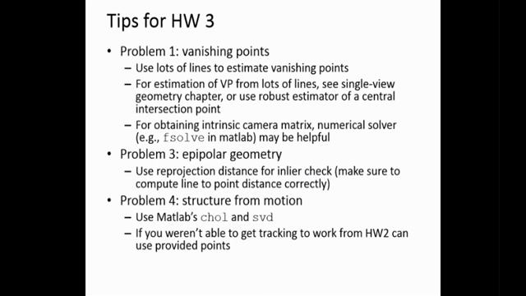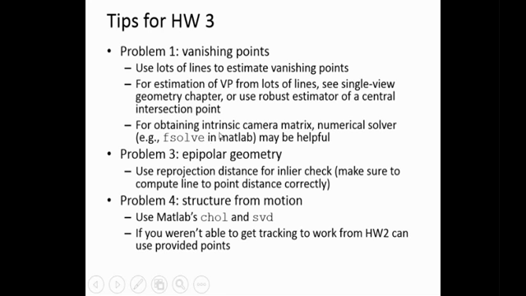For the vanishing point problem, it can be helpful to use a lot of lines to estimate the vanishing points so that you get a more stable estimate. There's a post on Piazza about this, but the single view geometry chapter explains how to do that. It's good to not take the mean. A tempting thing, if you use a lot of lines, is to find all the pairs of intersecting points, then take the mean. But that often gives you a really unstable estimate. It'll be very skewed towards the lines that ended up being most parallel.